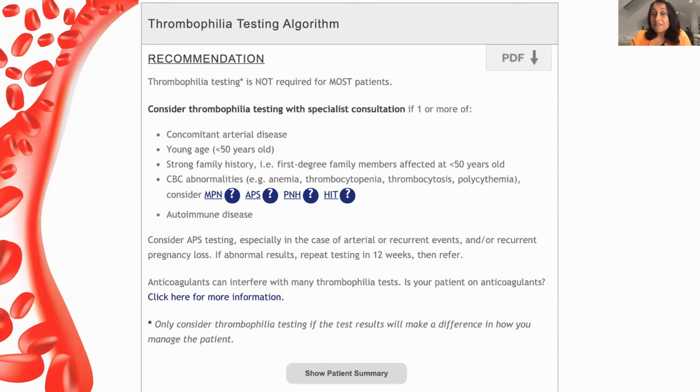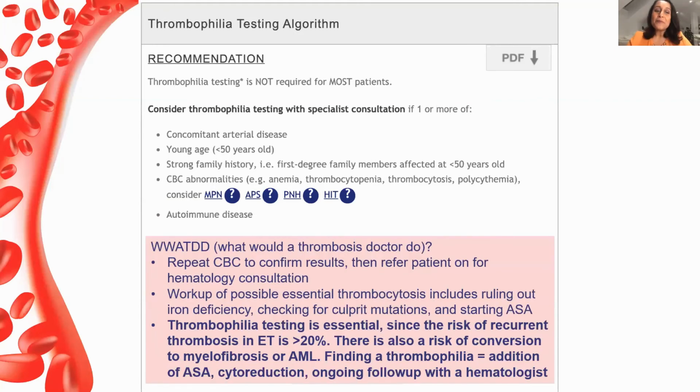Thrombocytosis can be a sign of myeloproliferative neoplasms. If you encounter elevated platelets, hematocrit, or white count, if you encounter blood film abnormalities, or even pancytopenia, you need to consider MPNs. And the CBC abnormalities can also tip you off to other acquired thrombophilias. You can click through, Holly. Thank you. So what would this thrombosis doctor do? I'll tell you what I did. I'm also a hematologist, so I repeated the patient's CBC, confirmed that that high platelet count was legit. I also checked a ferritin.